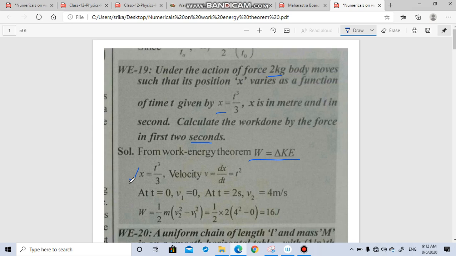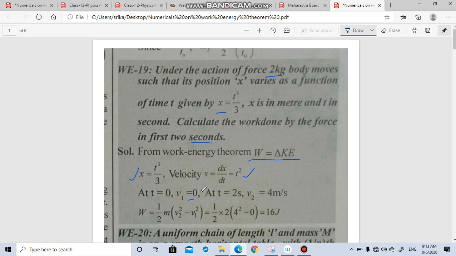So differentiate x, differentiate displacement, you will get velocity. Velocity is equal to dx by dt, which is nothing but, if it is t cube, it is 3t square, so you will get t square. Now at t is equal to 0, v is equal to 0. Just put t is equal to 0 here. At t is equal to 2 seconds, in the place of t put 2. You get 4. So you have got final velocity and initial velocity.